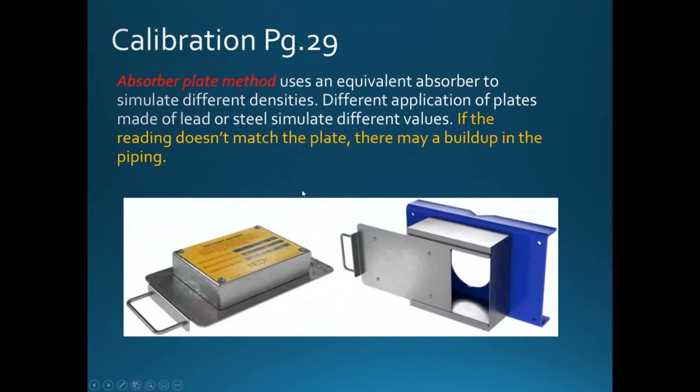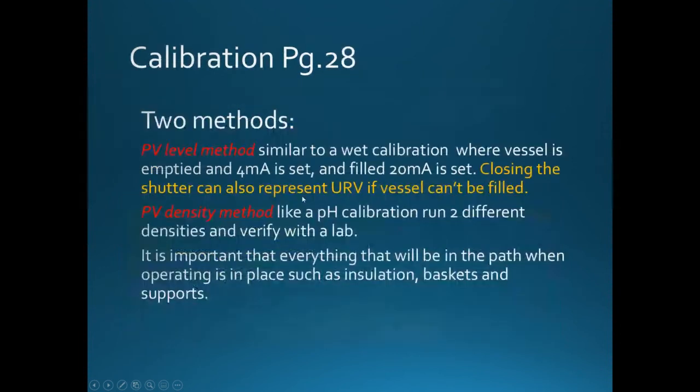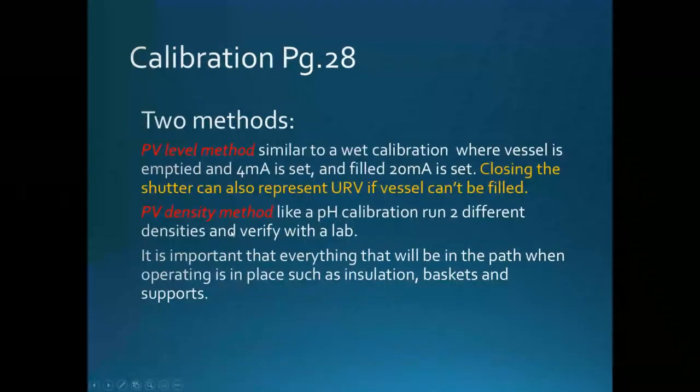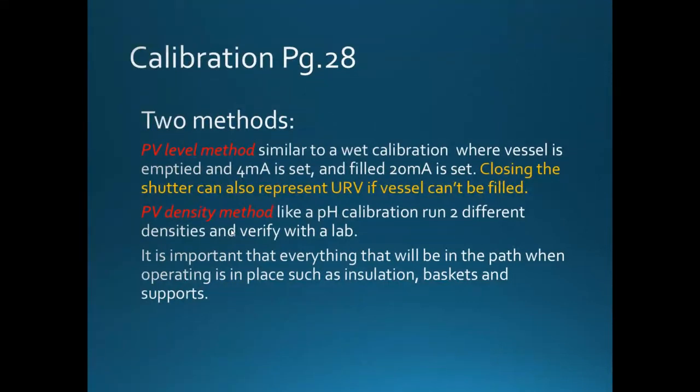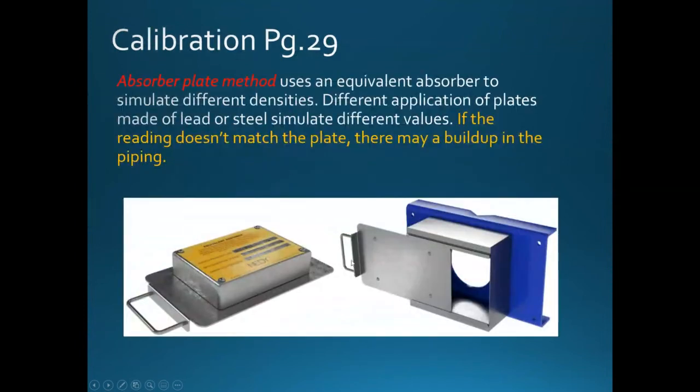Okay, here's an absorber plate. So, run calibration on two different densities and verify with the lab? All right, so two methods. It seems to me like we're really talking about three. This is what I was comparing to fire detection, but I don't know. The way my brain works does not necessarily mean it works the same as yours.